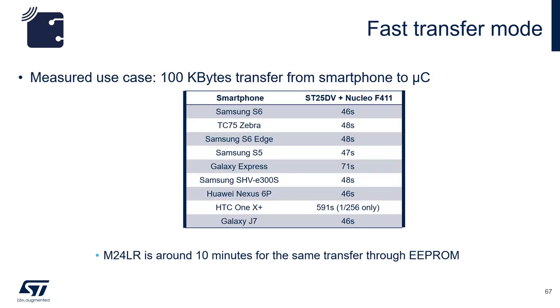Here we illustrate the time it takes to transfer 100 kilobytes of data from smartphones to the host microcontroller. It's not clear why the Galaxy Express takes twice as long as the average, and the HTC One X takes 10 times as long, though it probably allows only the slowest ISO 15693 data rate. As a comparison, it takes around 10 minutes to move the same data via the EEPROM.